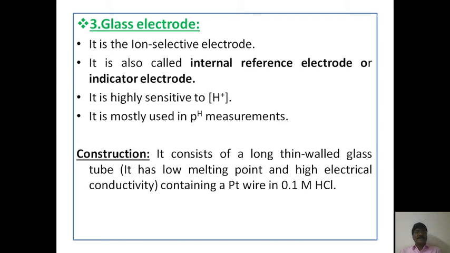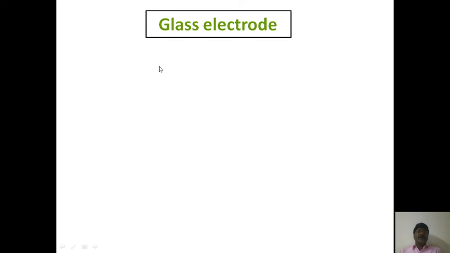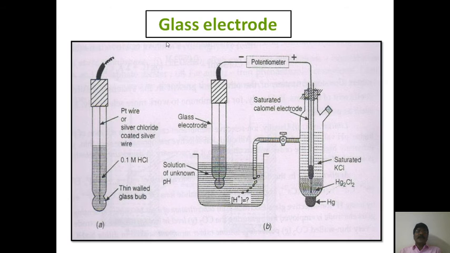Next, how is the glass electrode constructed? It consists of a long thin walled glass tube. It has low melting point and a high electrical conductivity, containing platinum wire in 0.1 M concentration of HCl. Now see that this is the glass electrode. The unknown solution of H plus ion concentration is taken in the vessel.